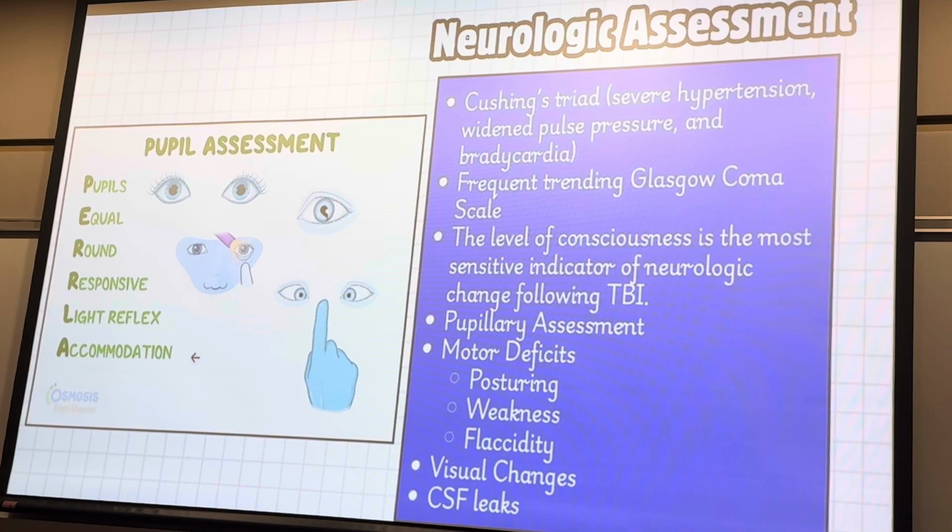They can also have a great risk for Cushing's triad: severe hypertension, that widened pulse pressure, so high systolic, very low diastolic, and bradycardia. Those three together are this kind of trifecta, this emergent event called Cushing's triad. That's an emergent situation, so I need to get those under control. Trending GCSs.